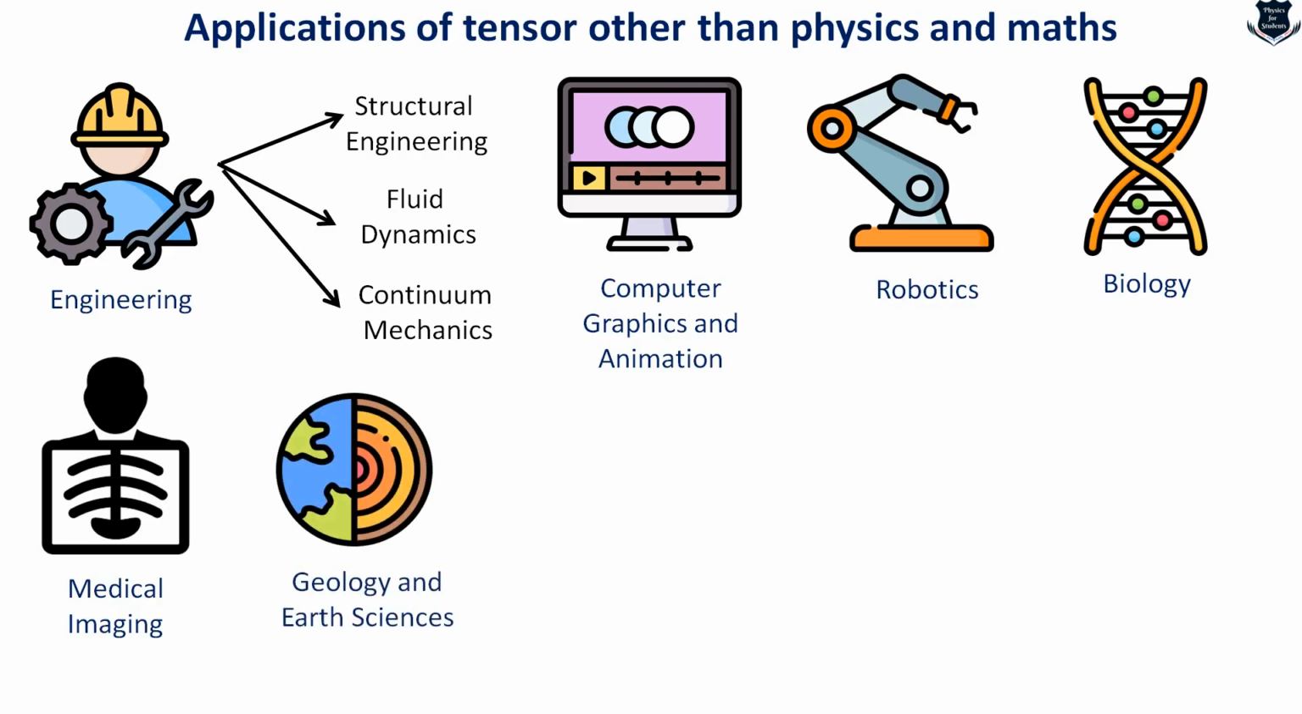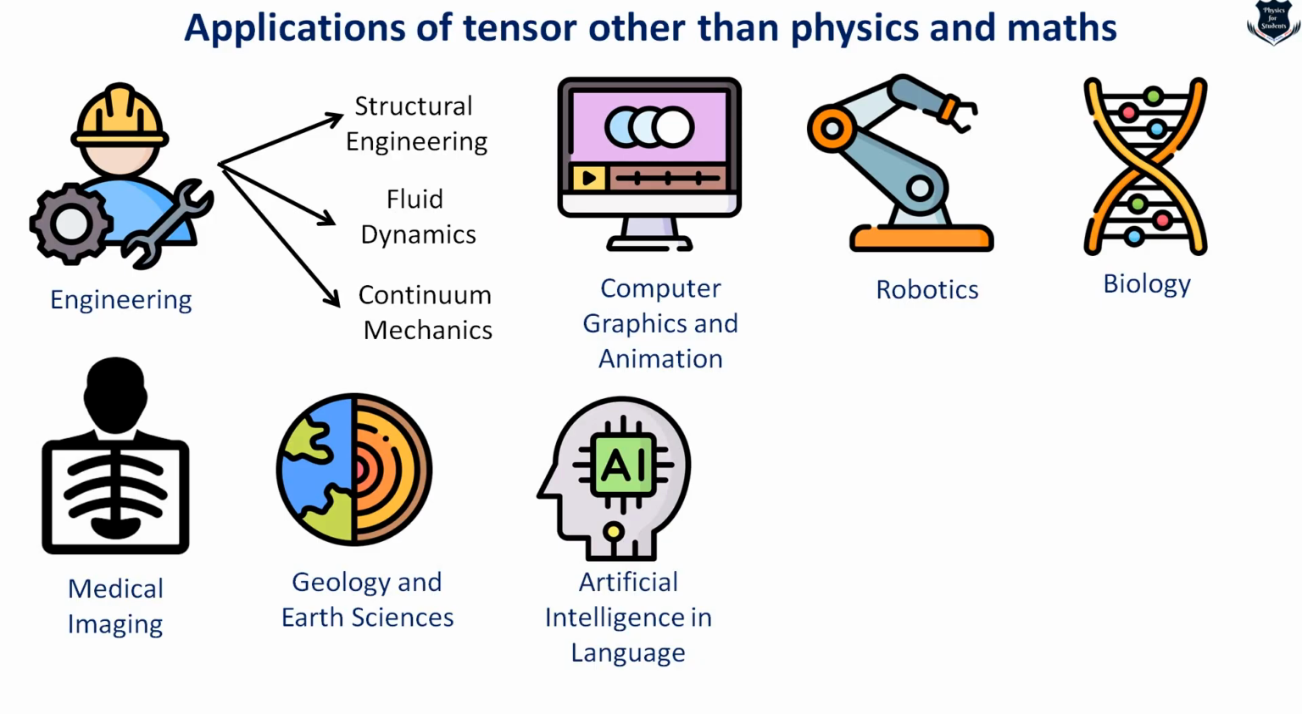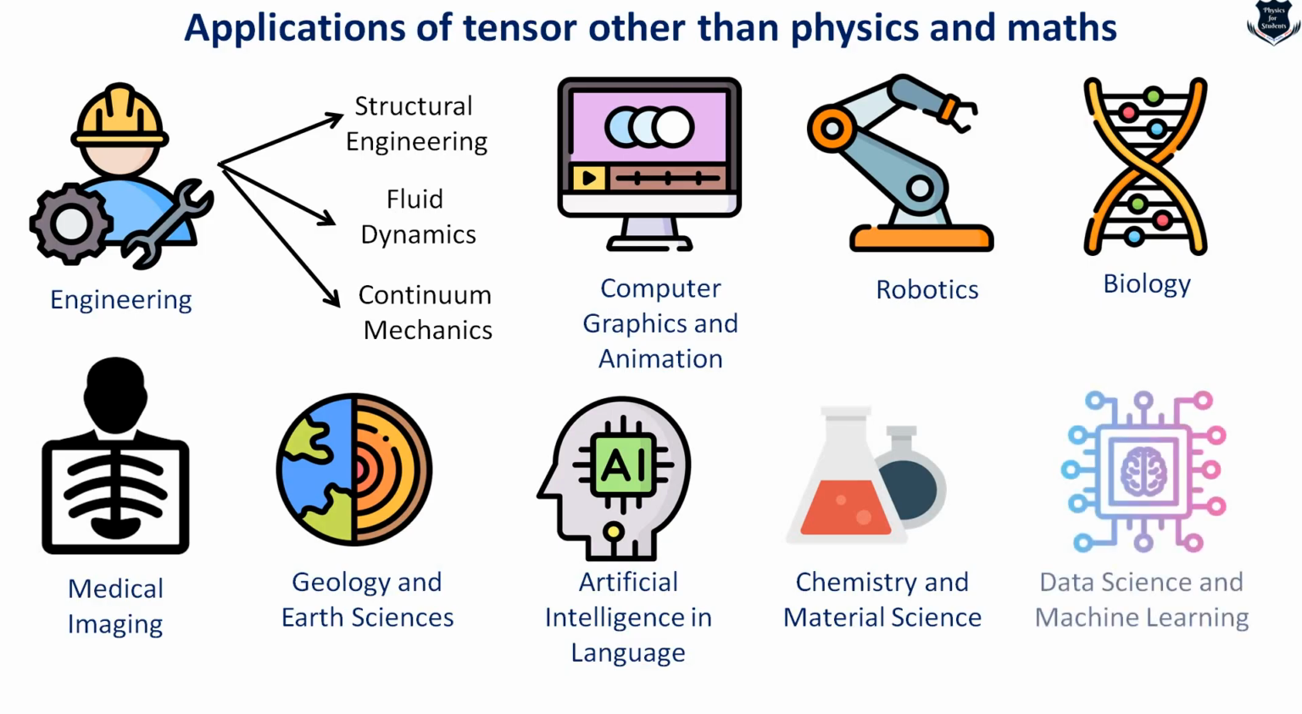Geology and earth sciences also use tensors. Artificial intelligence, NLP, I would say, uses tensor embeddings to capture semantic relationships between words and sentences. Chemistry and material science also use a lot of tensors, and data science, which uses deep learning, especially frameworks like TensorFlow and PyTorch, literally treats all data as tensors. So if you are venturing to learn tensors, understand that it is not only restricted to physics and mathematics, but extends to various other areas of science.